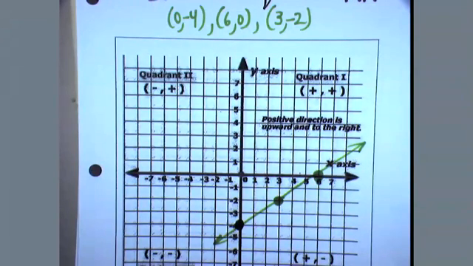Before we look at another example where we're completing a table of values and graphing the line, did any campus have any questions?